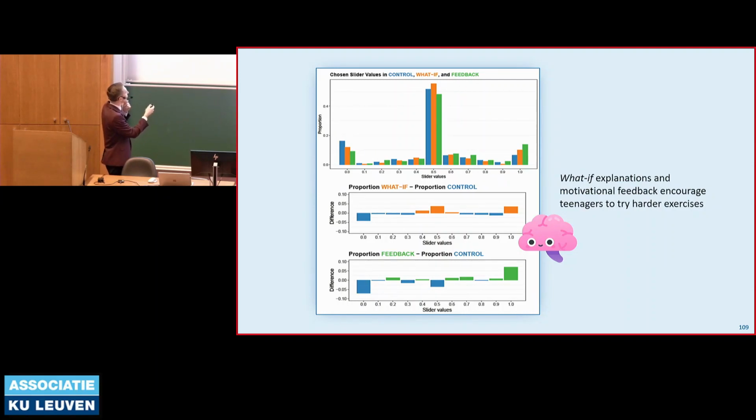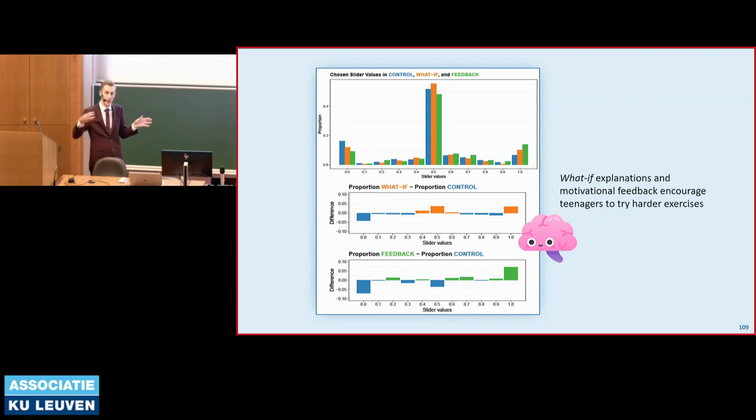We see that the what-if explanations apparently lead to more values around the center and also at the difficult end, but actually a lot less at the easy end. And the same thing happened for people with feedback. So those what-if explanations and then the motivational feedback that people saw once they were using the slider apparently encouraged them to try harder exercises. Okay, that's a cool takeaway.